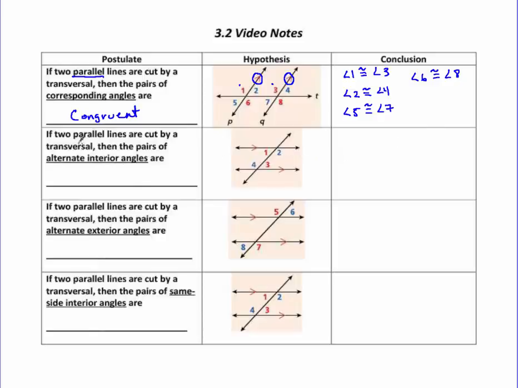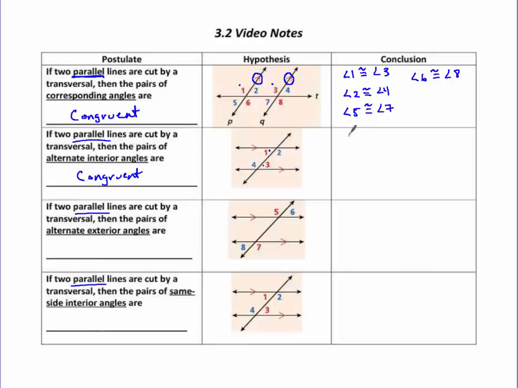Okay, our next postulate says if two parallel lines are cut by a transversal. Notice they all start this way: if two parallel lines, if two parallel lines, if two parallel lines. So that's the easy part to remember. The hard part to remember is what happens over here in the conclusion side. So if two parallel lines are cut by a transversal, then the pairs of alternate interior angles, so that's angle 1 and angle 3, the alternate interior angles are congruent.